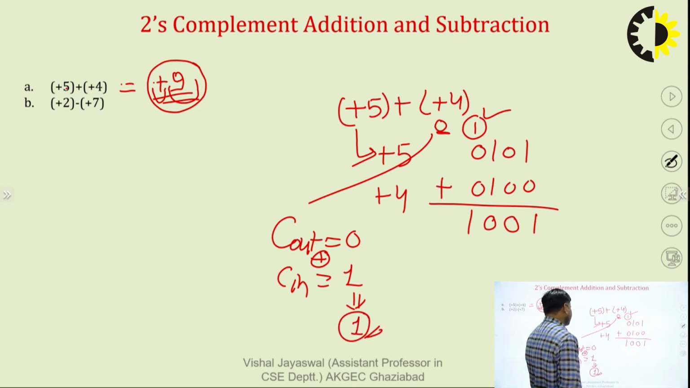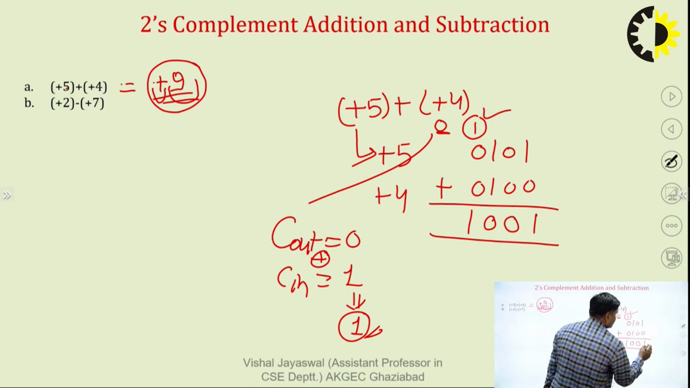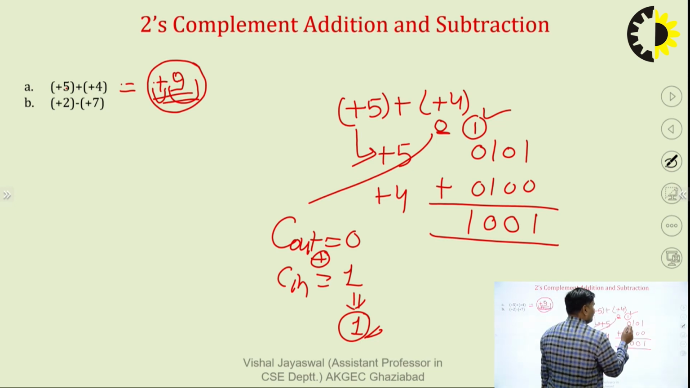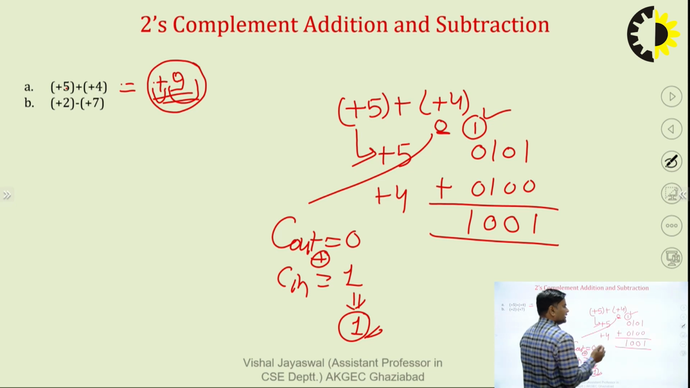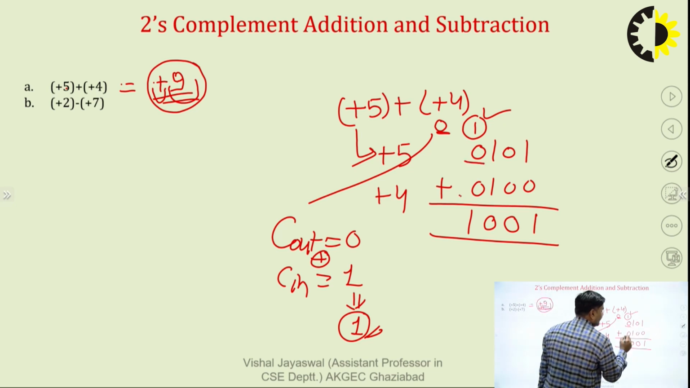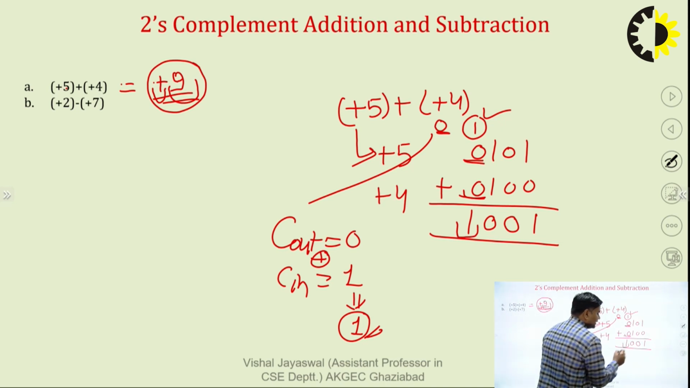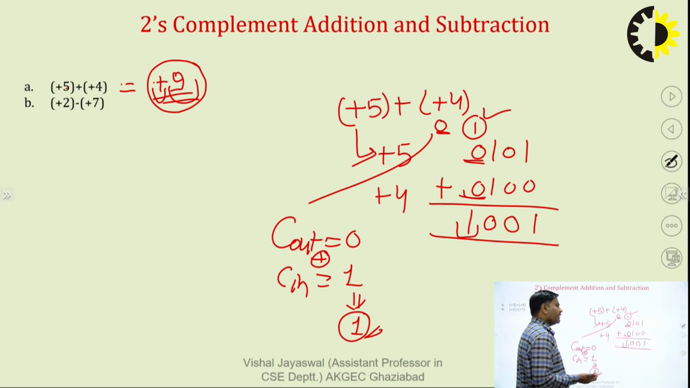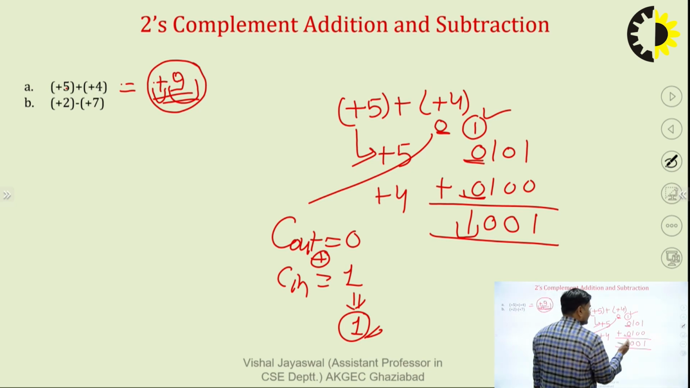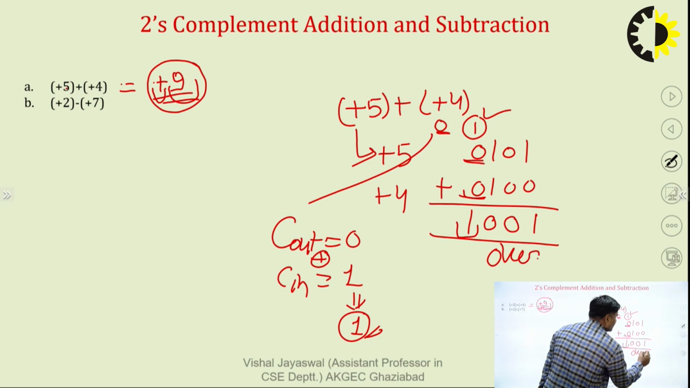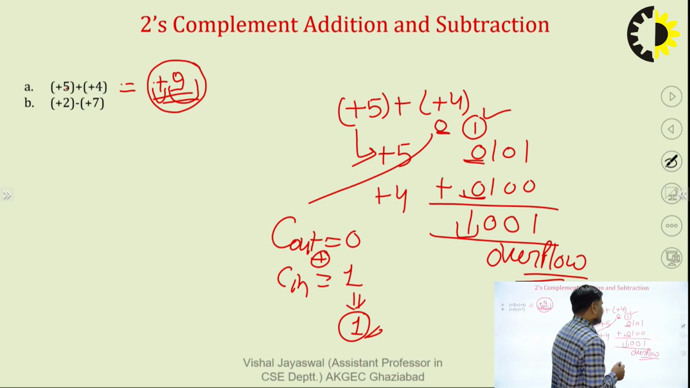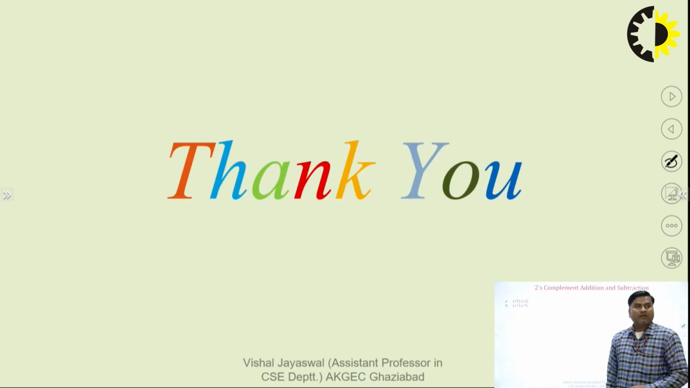This is the first condition by which we can check the overflow condition. And if we want to check by another method, then we can say that if we perform the addition or subtraction on the same sign, meaning sign bit 0 and sign bit 0, and we get a result that has a different sign, then we can say that there is an overflow. Here there is an overflow. So there is no result possible in 4 bits. Thank you.